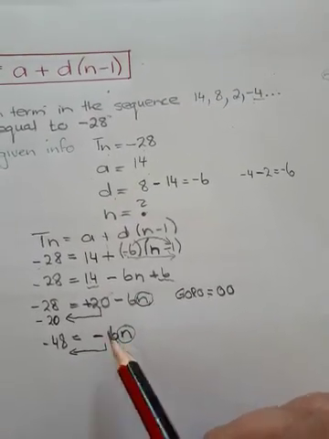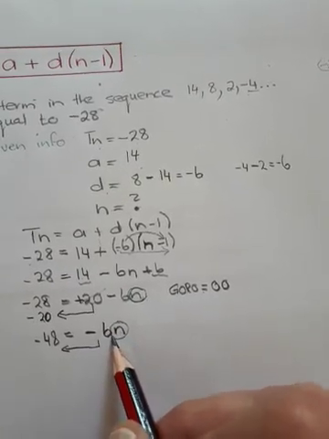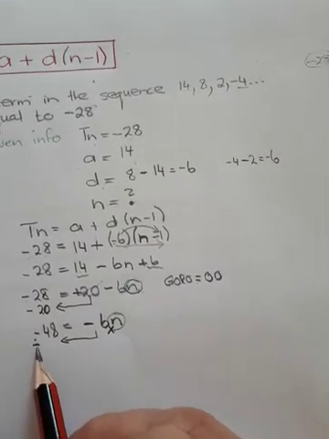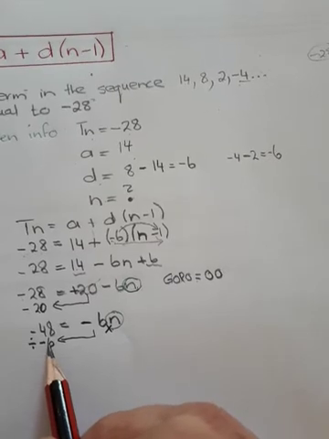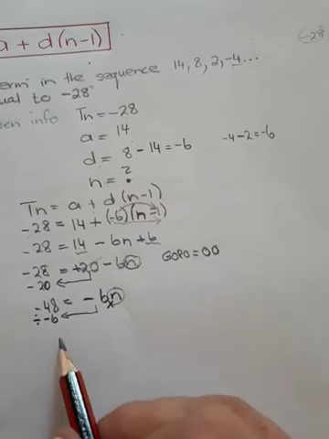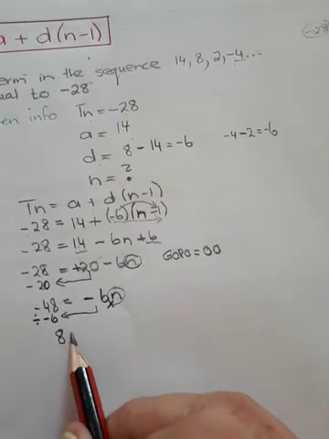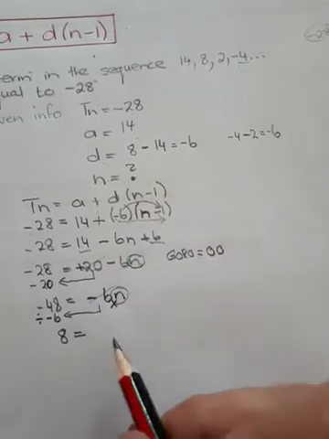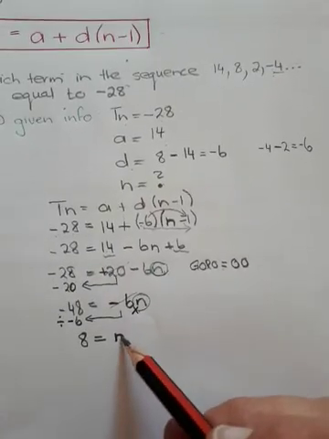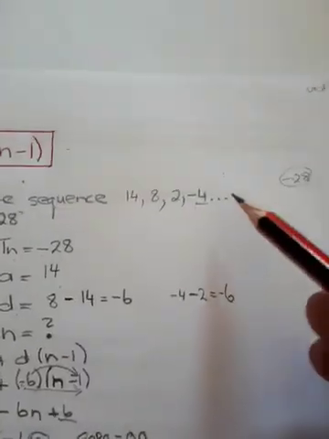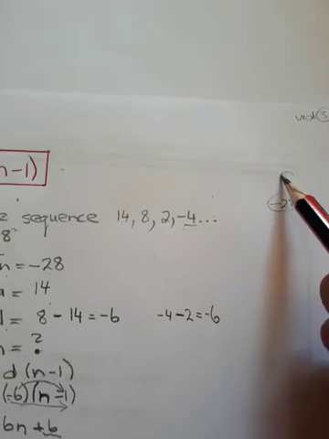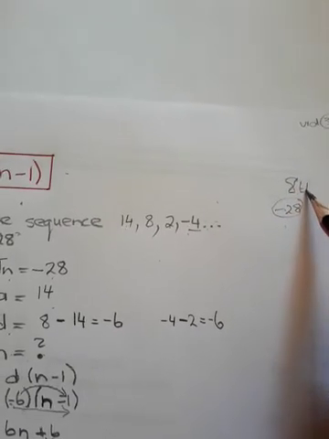It's not an operation. The operation between negative 6 and n is multiplication, which means the opposite operation becomes division by negative 6. If we divide negative 48 by negative 6, it gives me an answer of 8. On the right-hand side, we have moved the negative 6, and we've got n left over. So the value of n is 8, which means if we would have gone on writing this until we get negative 28, that would be the 8th number in the sequence.